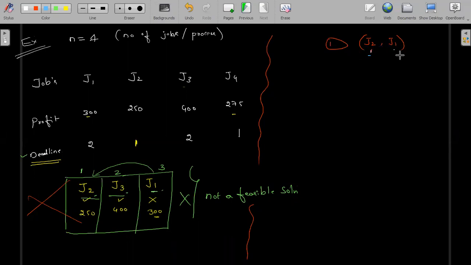Suppose, for example, take this one. Same thing I will do: J1, now again J2. J1 deadline is 2. Yes or not? It is finishing at first, no problem. But J2 here, deadline is 1, but it is not able to finish at the first month, it is coming into the second month. Is the sequence good? No, wrong sequence. Absolutely wrong sequence.